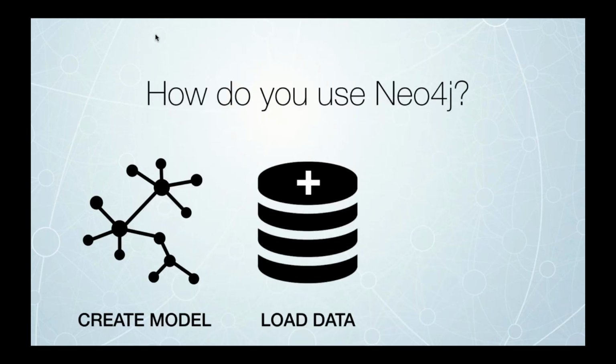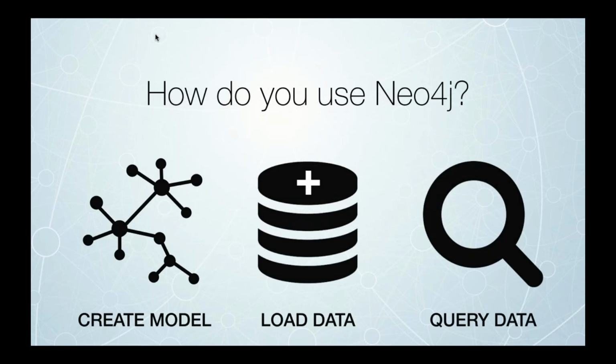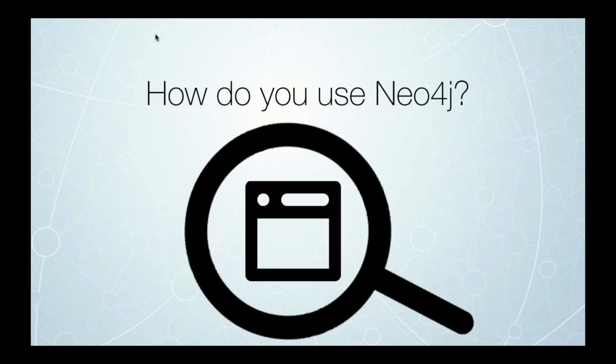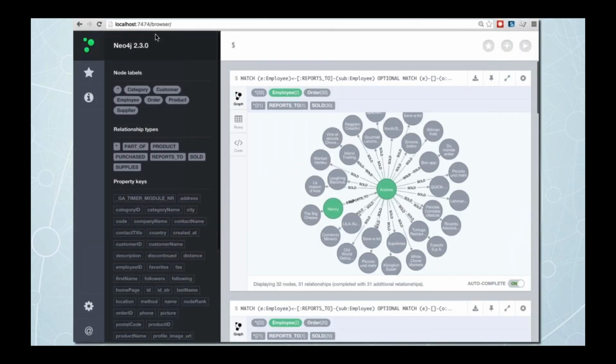So you use Neo4j by creating a model, loading your data in, and then querying your data. Now, querying your data, how does that work out? Well, Neo4j has a thing called the Neo4j Browser. This is a web application that is part of your Neo4j install and allows you to write queries and execute those queries on your graph and get results back either in a tabular format or in a graph format, depending on what you're looking for.